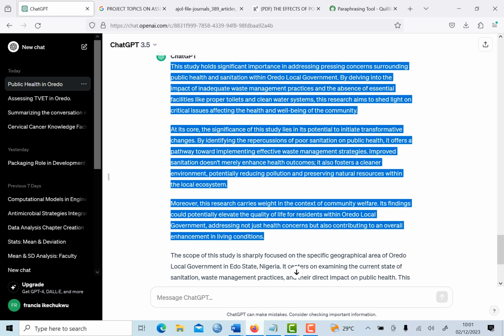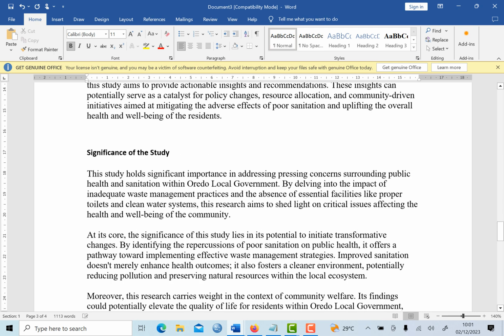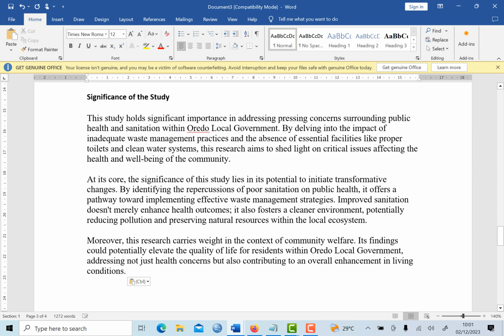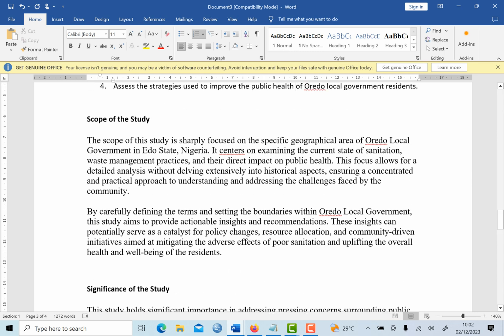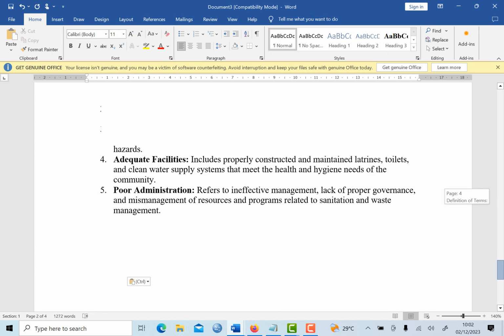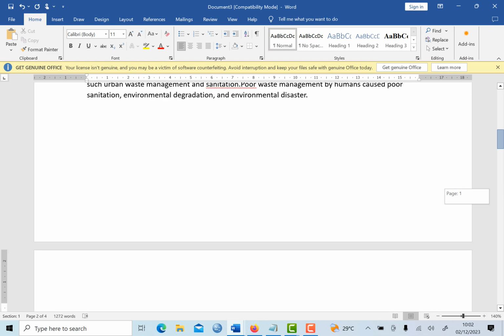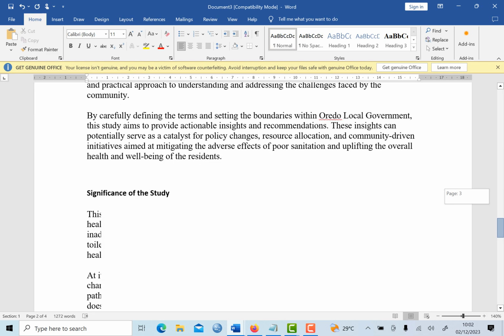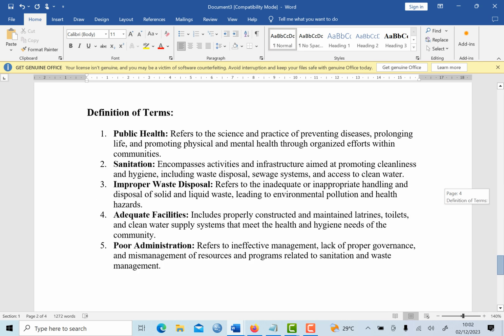So this is the significance. Very short and simple, but when you're doing yours, make sure you are elaborate. It has significant importance in addressing present concerns surrounding public health and sanitation within the local government. You can see this is a professional chapter one of a research project.